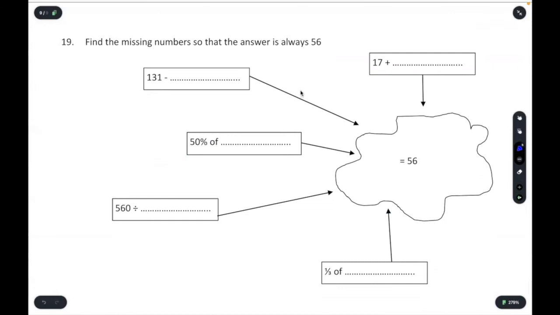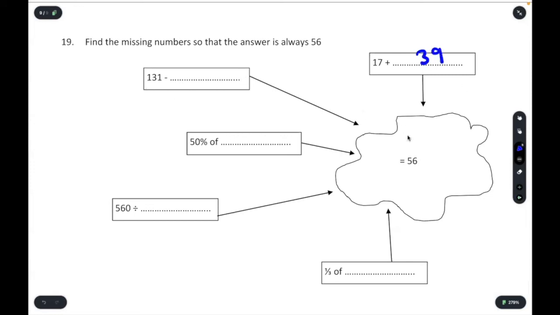On to question 19, find the missing numbers so that the answer is always 56. So we've just got different types of operations here. 17 add what makes 56? Well, if it was 17 add 40, it would be 57, but we're one less than that. So we also need one less than 40, which is 39.